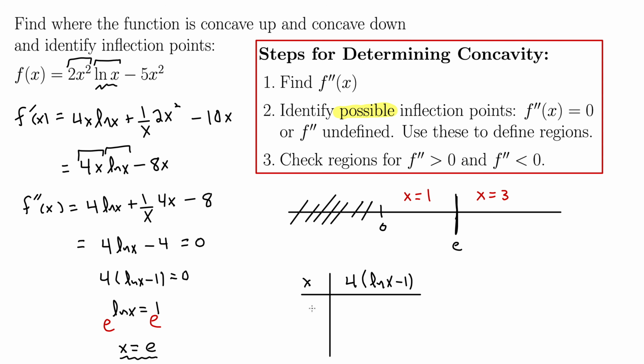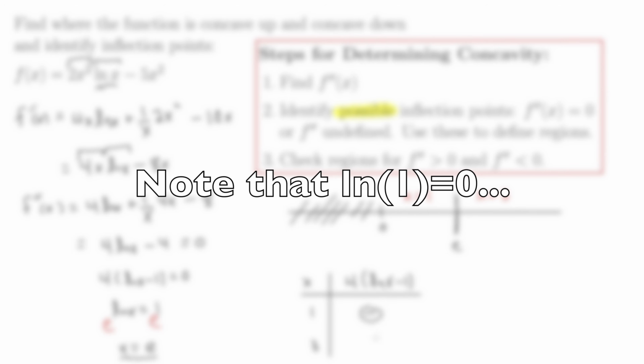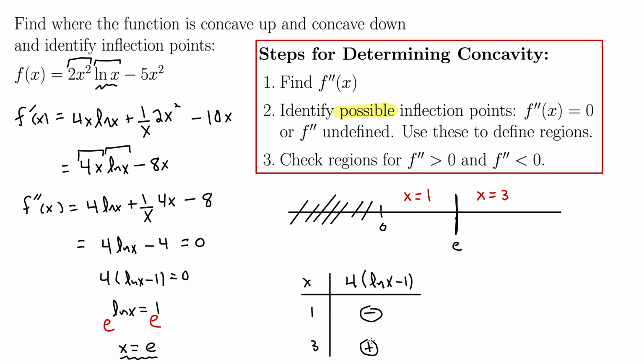What are we plugging in here? Well, we have 1 and 3. Depending upon how much you know about natural log, you can do this in your head. But if you're not entirely familiar with natural log, you may want to break out a calculator. But it turns out that when we plug in 1 for natural log here, we'll get negative. And when we plug in 3, we'll get positive. Because natural log switches from being less than 1 to being greater than 1 at x equals e. So you can kind of reason your way through that, or simply plug it into a calculator if you're not entirely comfortable yet. So that gives us a negative here and a positive over here.